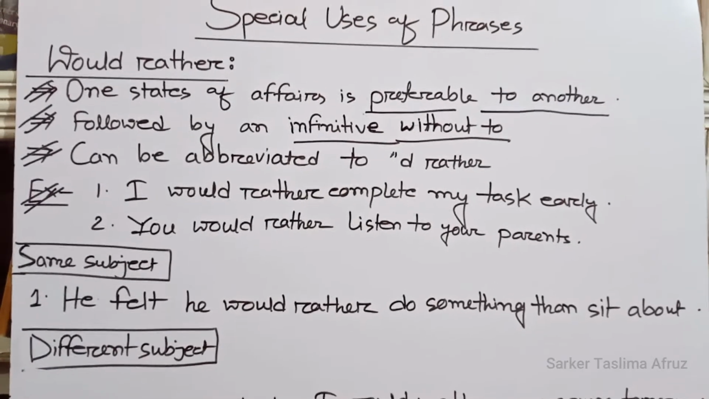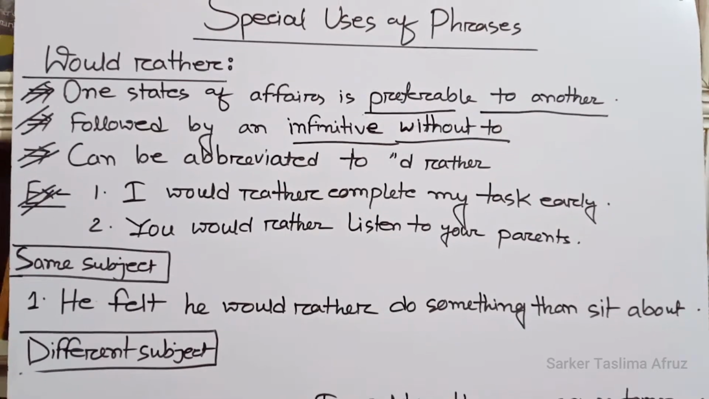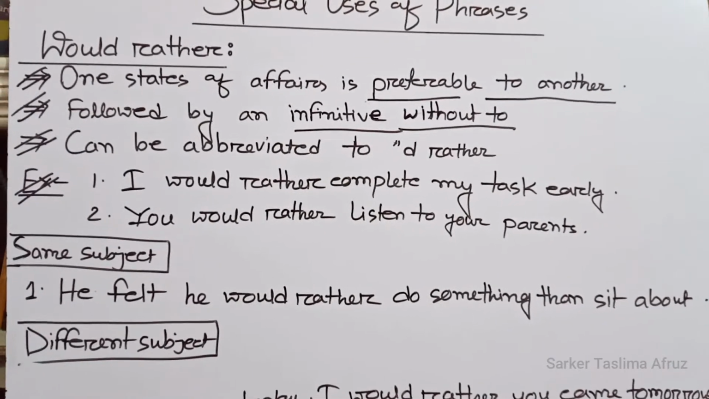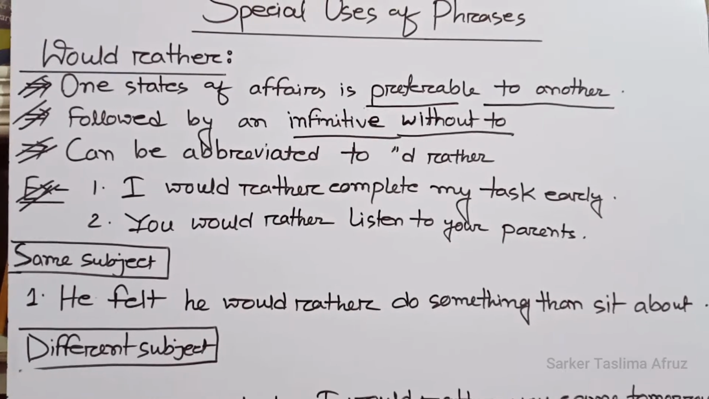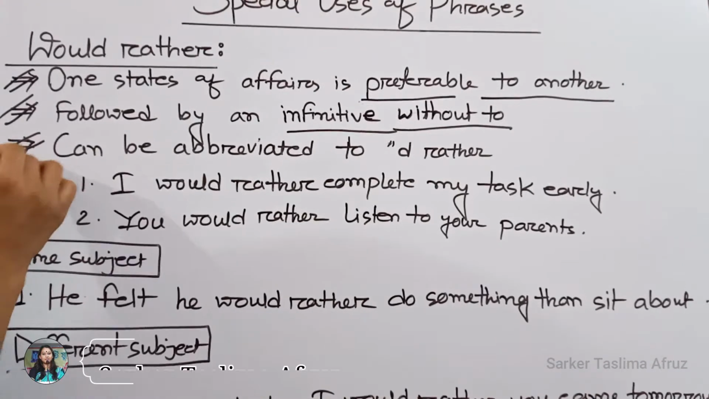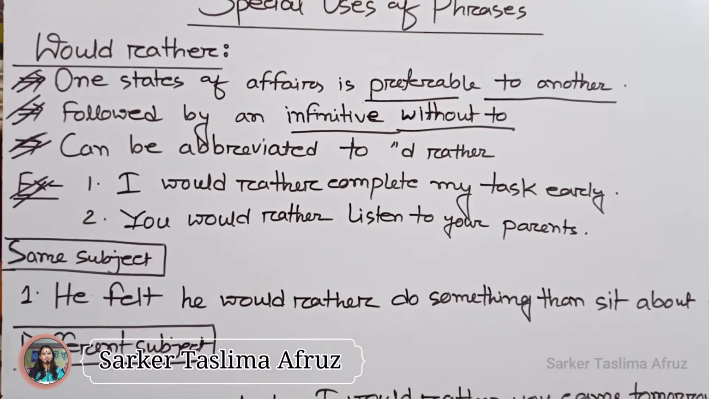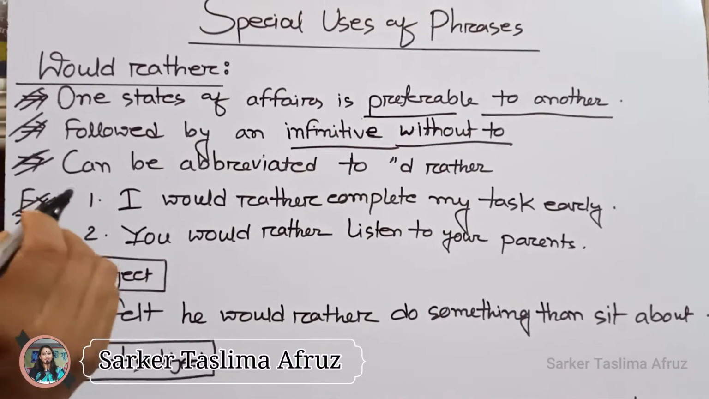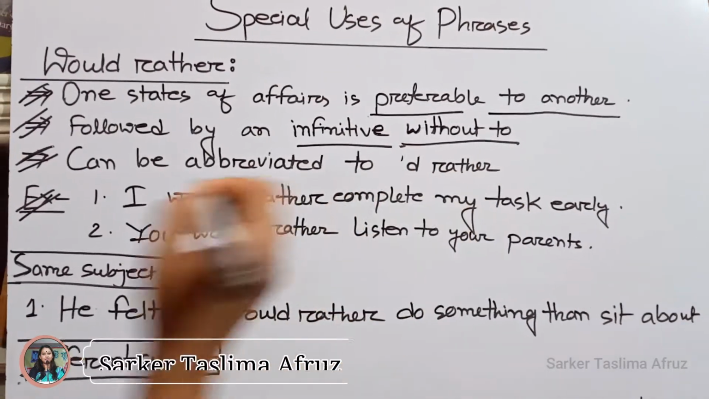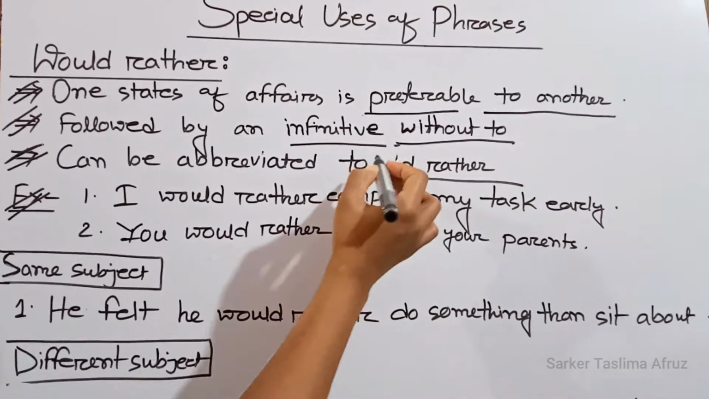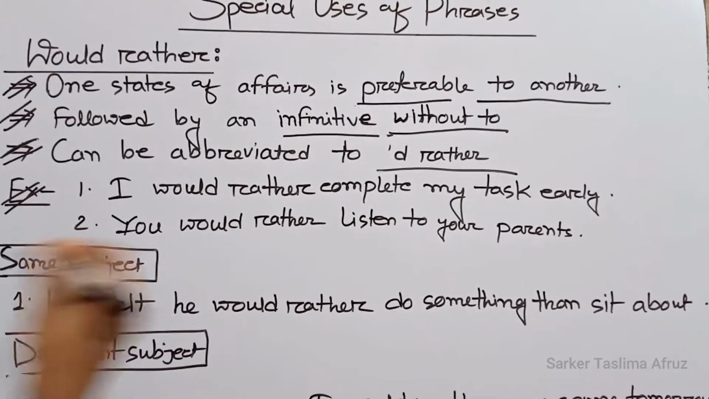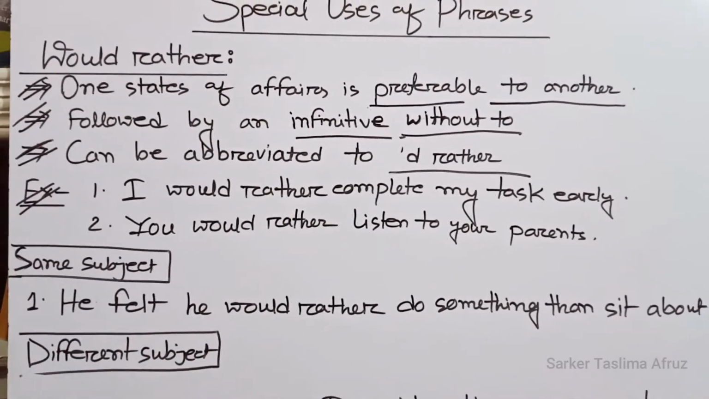So when you are writing would rather or using would rather, you are not permitted here to write to after that. That means after would rather, you have to use only V1 form. Well, next point it comes, would rather can be abbreviated to 'd rather. That means it's a short form of would. Here would is replaced by 'd. You can use this short form also.